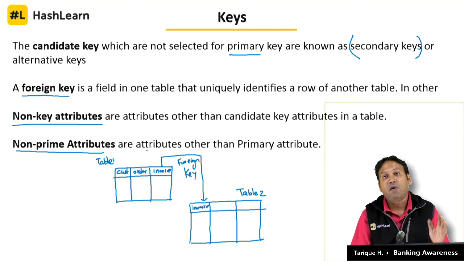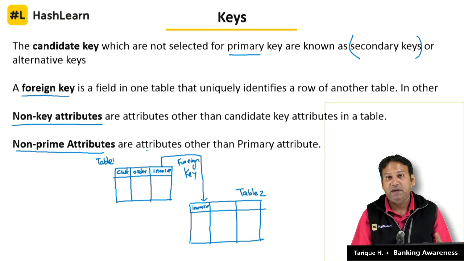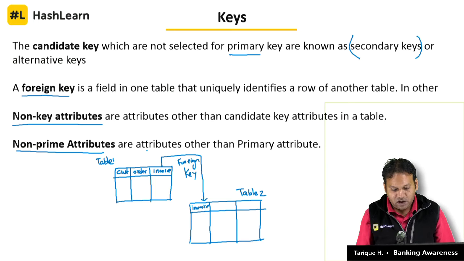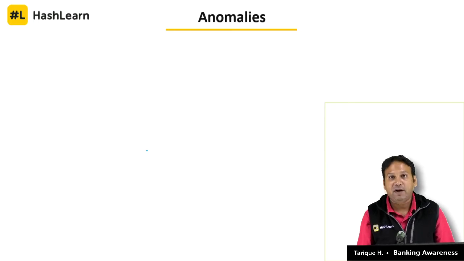That means in all the records, all the attributes which are not the primary key are called non-prime attributes, and all the attributes that are not candidate keys are called non-key attributes. Alright, so we have understood now what keys are. Next, let's look at anomalies.